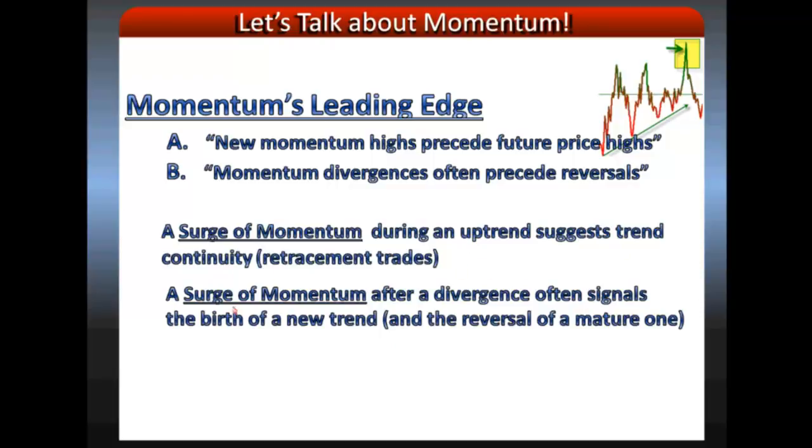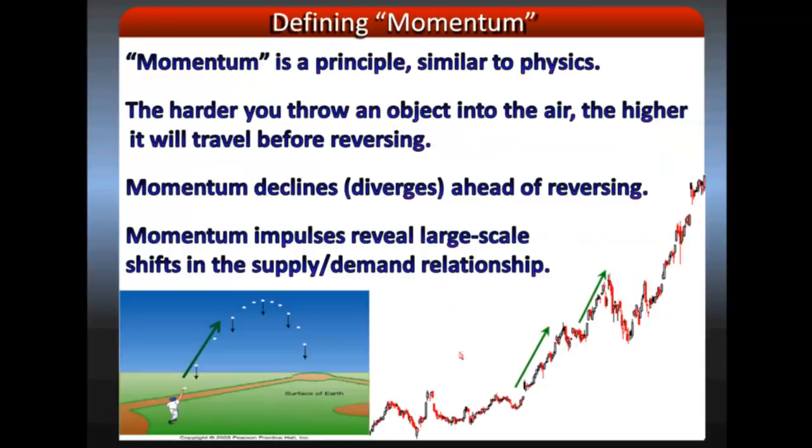So it's a principle. And it's just better when I do this visually in front of an audience, but the harder you throw an object into the air, let's say a baseball, the higher it will travel. The harder and faster it goes, that's acceleration. It accelerates at a fast pace once it leaves your hand, but as it gets to the top of its arc, it's still going up, but the acceleration is declining. We're going to see this on the charts as divergences. So impulse, and we'll talk about it in a second.